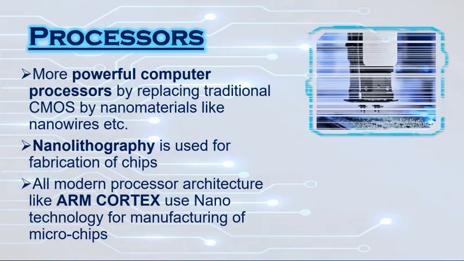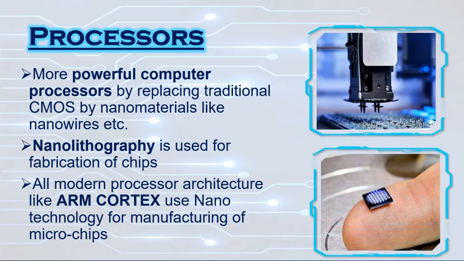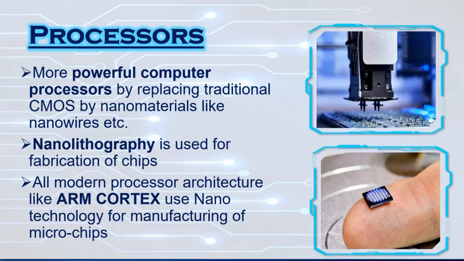So first comes the processors. Nanotechnology promises more powerful computer processors by replacing traditional cheap metal oxide semiconductors with nanomaterials like nanowires, etc. Nanolithography is a technique that is used for the fabrication of the chips. All modern processor architectures like ARM Cortex are using nanotechnology for manufacturing of microchip processors.